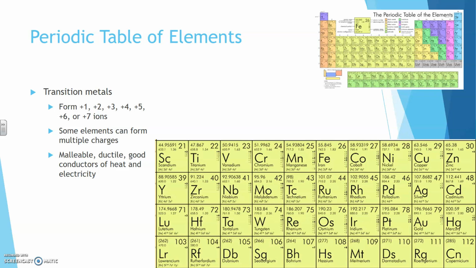Because they are transition metals, they are metallic elements, so they are malleable, ductile, good conductors of heat and electricity. Some of these you might recognize. You've got copper, zinc, silver, gold, palladium, cobalt, iron, chromium, titanium. And then there are some that you probably wouldn't recognize, like hafnium, yttrium, rhenium, osmium, things like that.